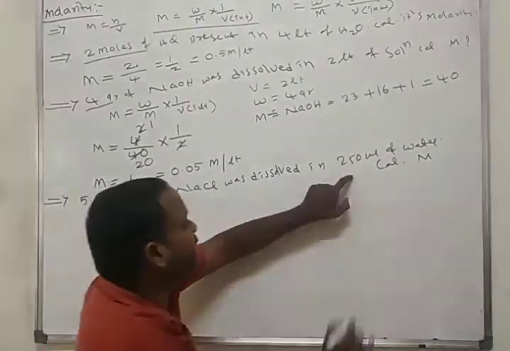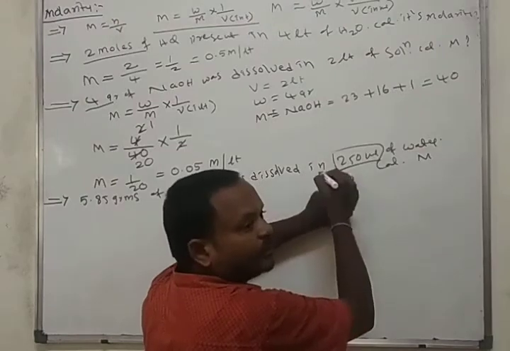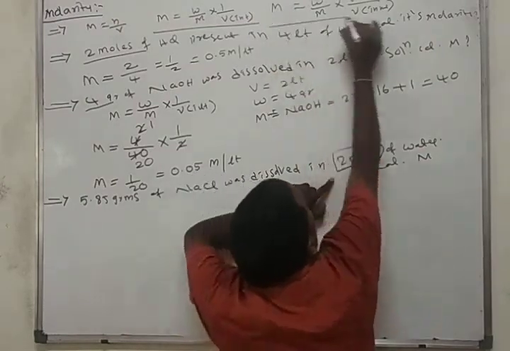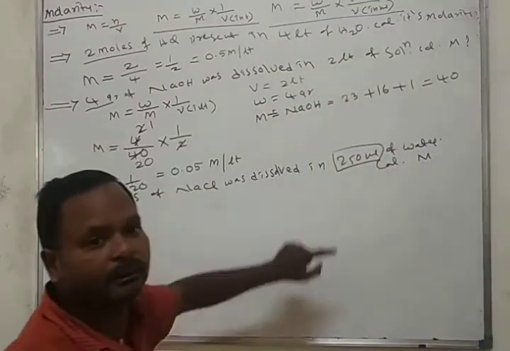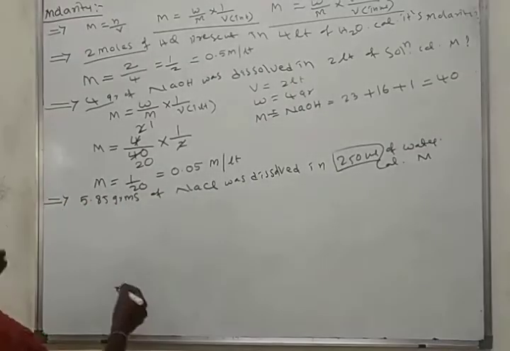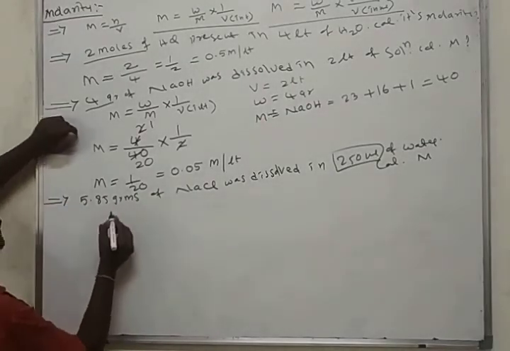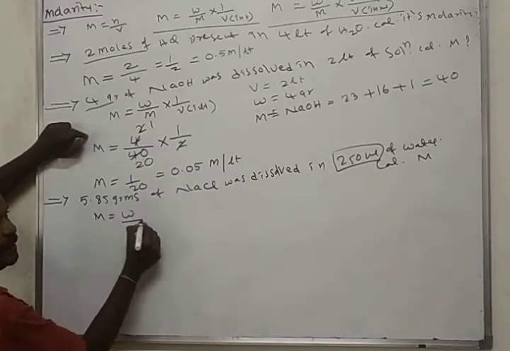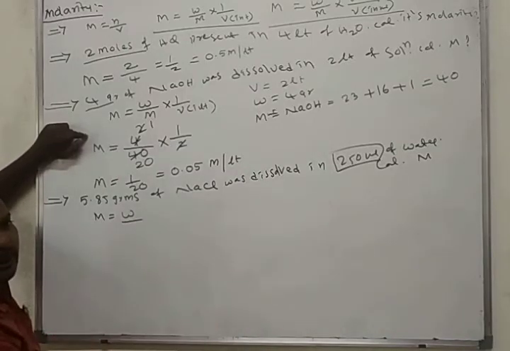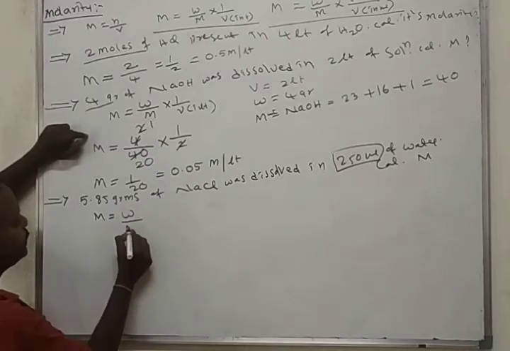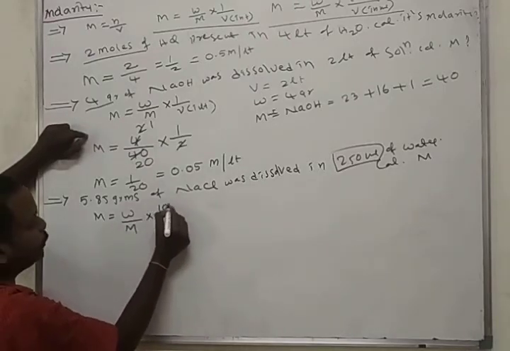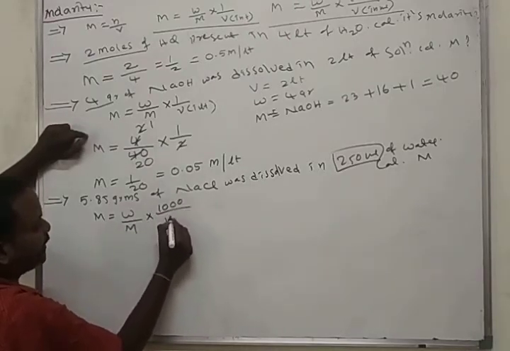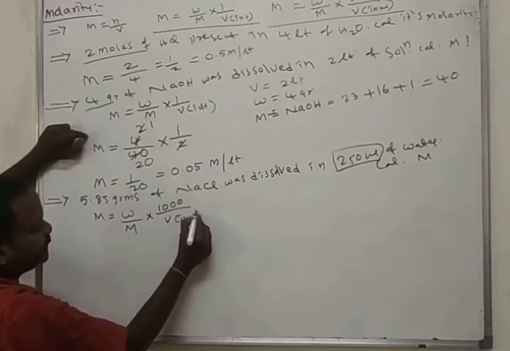Data is given in which unit? 250 ml. So use this principle. Now directly use that principle. Here, what is the principle? M is equal to, first you write the molarity principle: W by M into 1000 by V in milliliters.